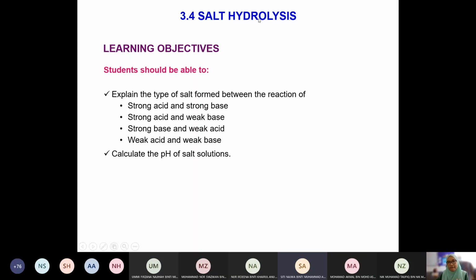Hydro stands for water, lysis means the breaking of the bond. So salt hydrolysis is the breaking of the bonds of the salt in order to know the characteristic of the salt. This process is known as salt hydrolysis.